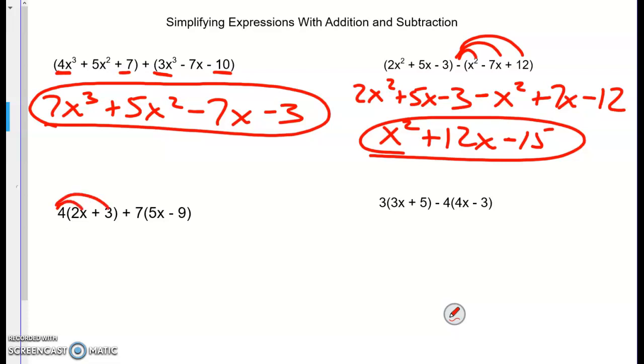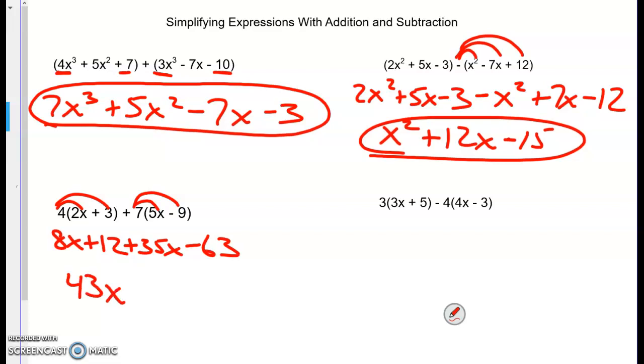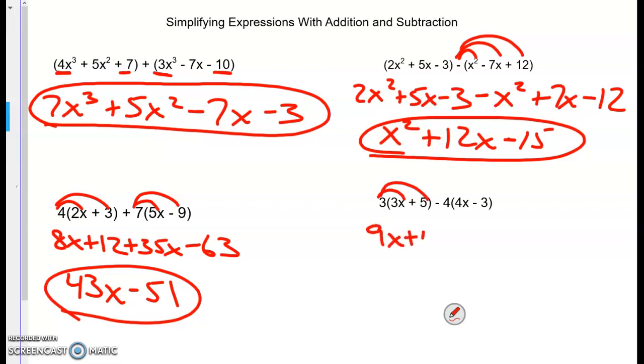The 4 goes to both terms in this parenthesis, and we're left with 8x plus 12. The 7 goes to both terms in this parenthesis, and we're left with 35x minus 63. 8x and 35x is 43x. 12 and negative 63 is negative 51. And there's my answer.